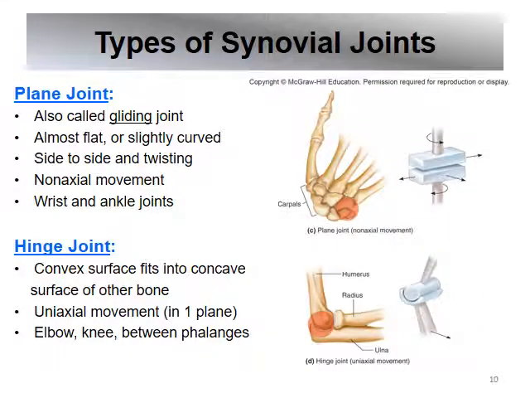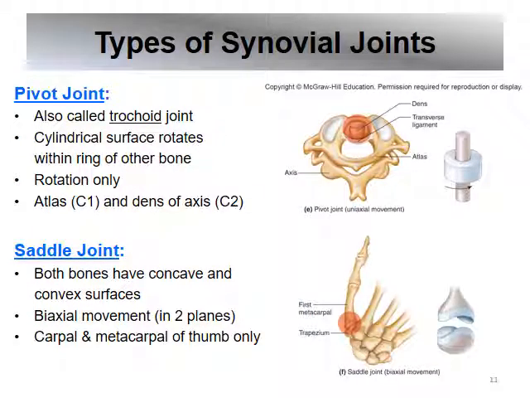Plane joints, also called gliding joints, are found in the wrist and ankle joints. When you do this waving motion in your hand, this is actually when your wrist and ankle bones are sliding past one another. Then the hinge joints. Just think of the hinges on a door. You can only open and close the door. So in hinge joints, you can only do bending and straightening motions. Know that your elbow, your knee, and also between your phalanges are the hinge joints.